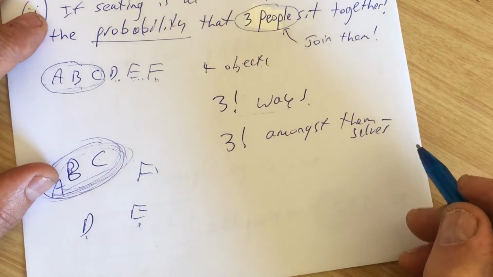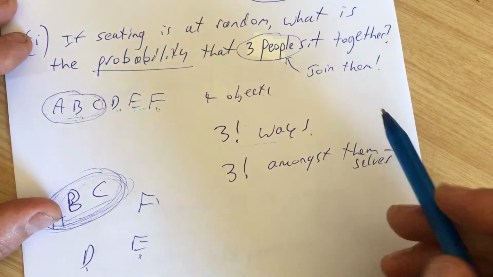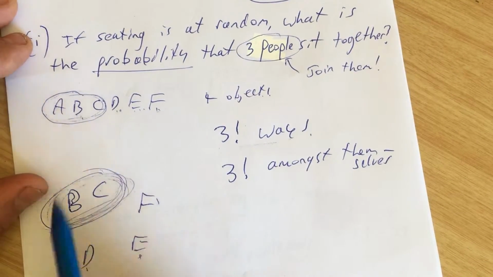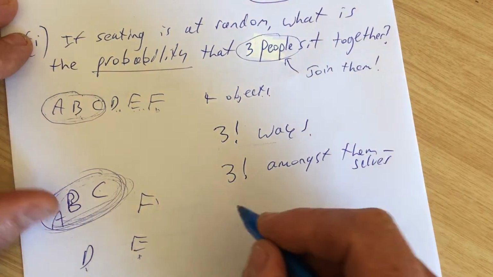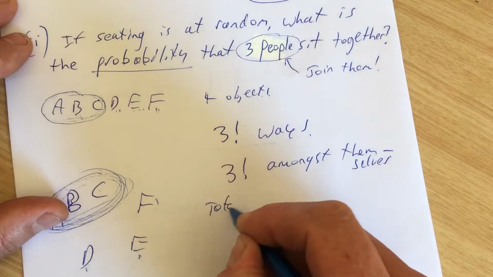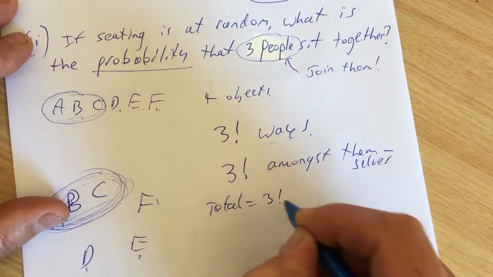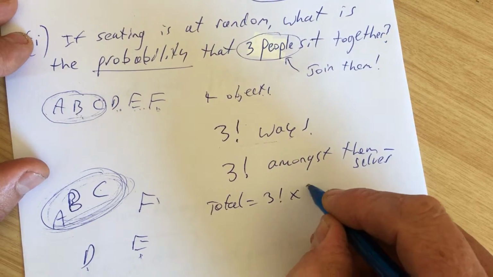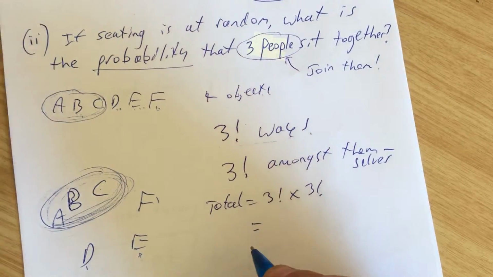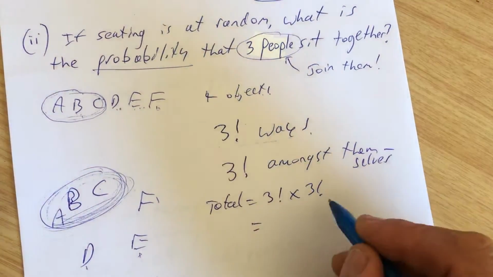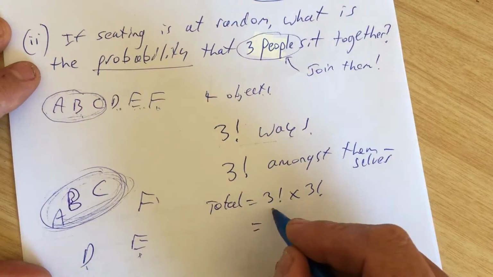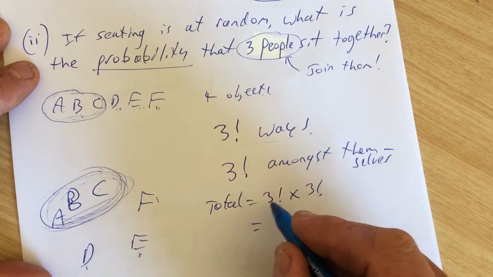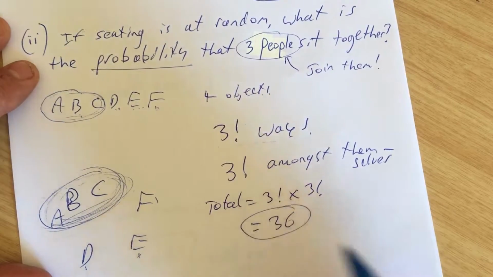So, how many ways in total can 3 people sit together if they're randomly seated out of 6? So total, 3 factorial for the number of ways you can sit 4 things around, times 3 factorial for the number of ways you can sit the people amongst themselves. So that's 6 times 6, that's 36.